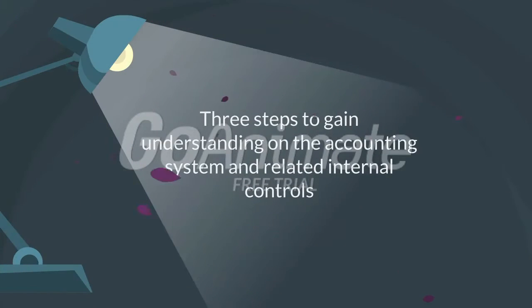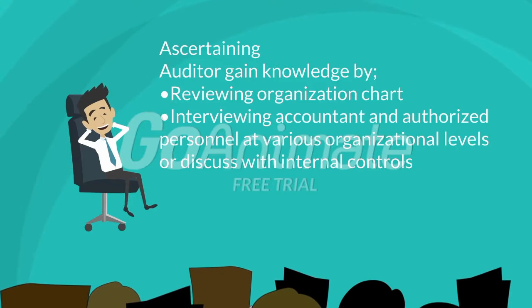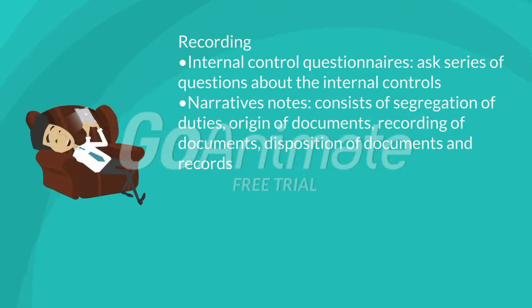3 steps to gain understanding of the accounting system and related internal controls. Ascertaining: the auditor gains knowledge by reviewing the organization chart, interviewing accountants and authorized personnel at various organizational levels, or discussion. Recording: internal control questionnaires ask a series of questions about the internal controls. Narrative notes consist of segregation of duties, origin of documents, records.